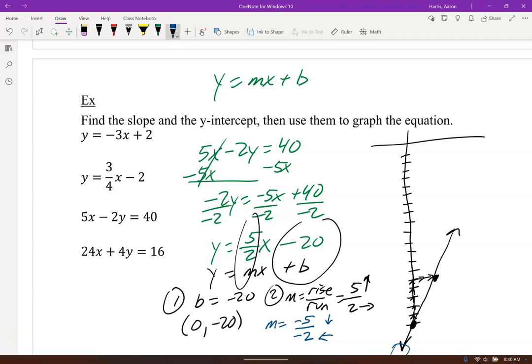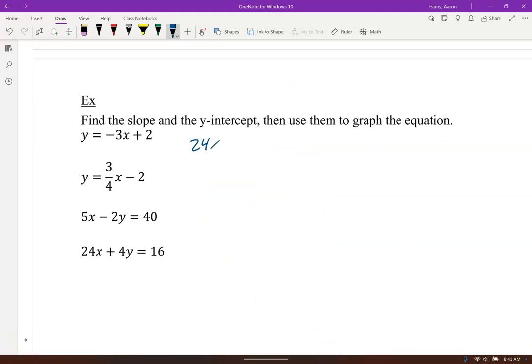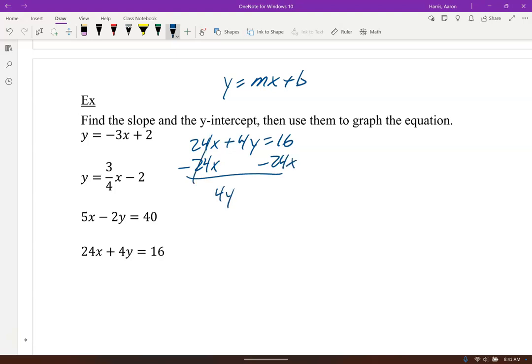Okay. All right, we got one more here. This last one, we got 24x plus 4y equals 16. Again, it's not in this form, y equals mx plus b, so I've got to solve for y. So let's get rid of that 24x. So 4y is negative 24x plus 16. Let's divide both sides by 4. So we got y equals negative 6x plus 4.